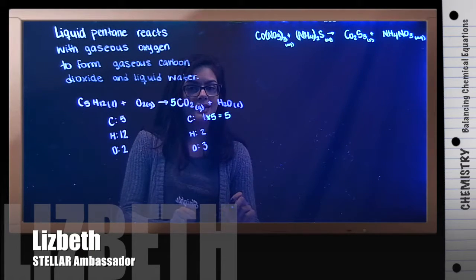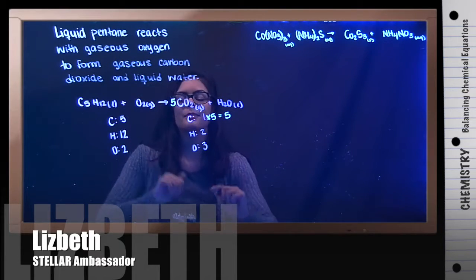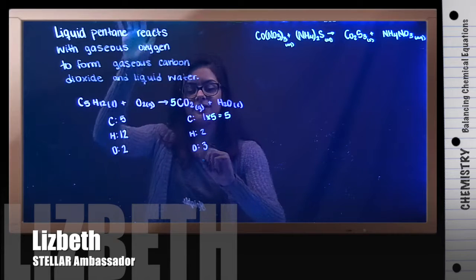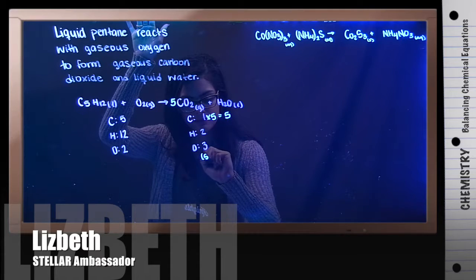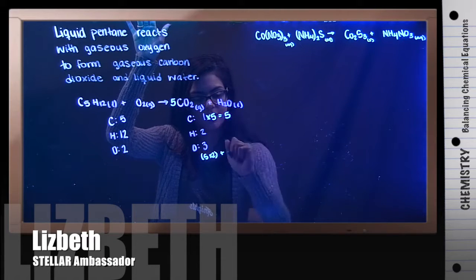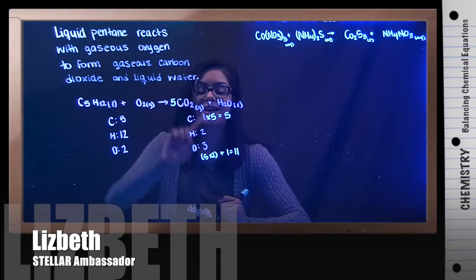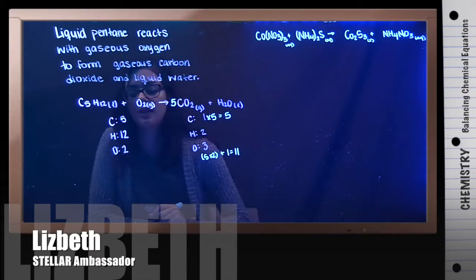Here, since I have 2 places where oxygen are present, I'm going to put those into 2 separate equations just so I can keep inventory of them. So now I have 5 times 2 plus 1, because I have 1 over here. And that gives me 10 plus 1 is 11. So right now I have 11 oxygens.